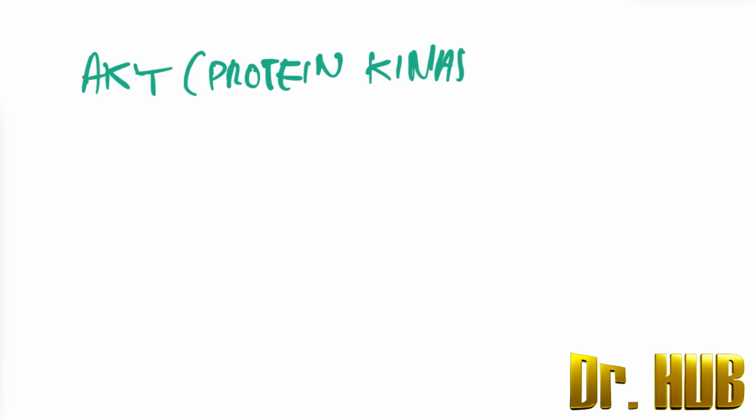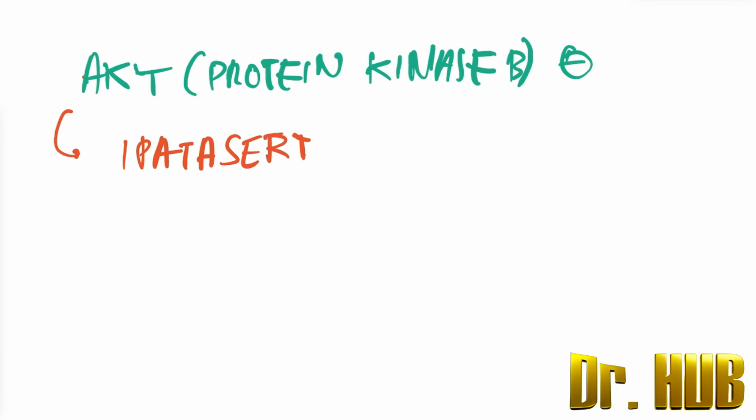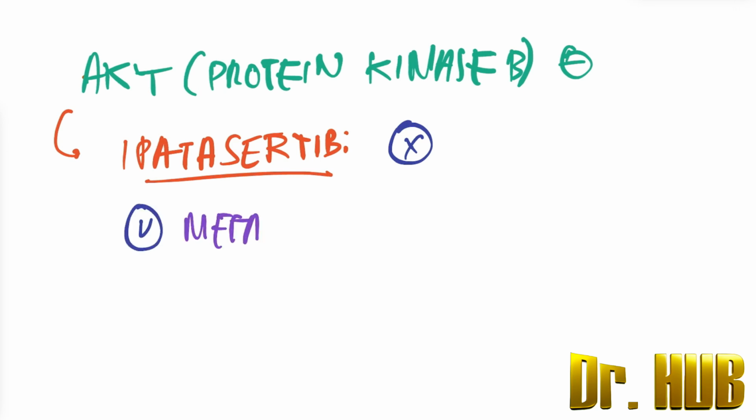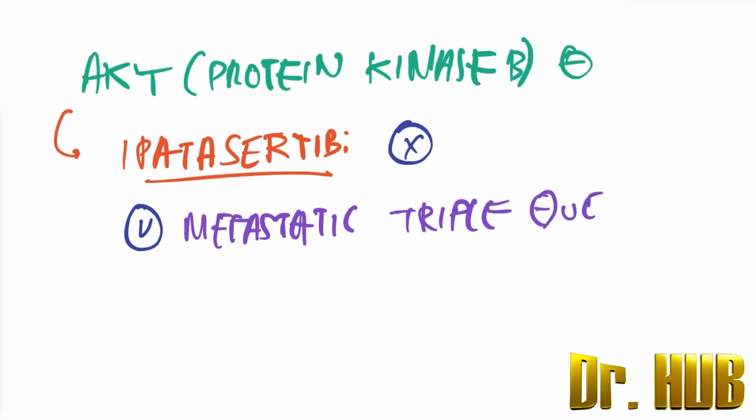Then, lastly, we move on to AKT, which is nothing but the protein kinase B. So under the protein kinase B inhibitors there is ipatasertib. Ipatasertib is not approved, but it is found beneficial for metastatic triple negative breast cancer.